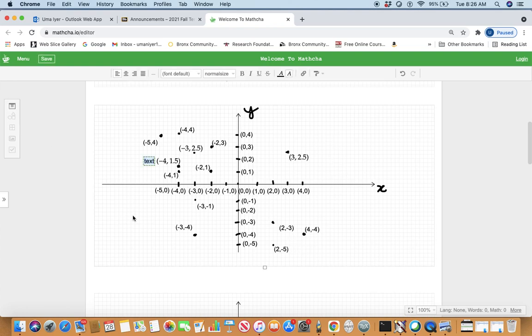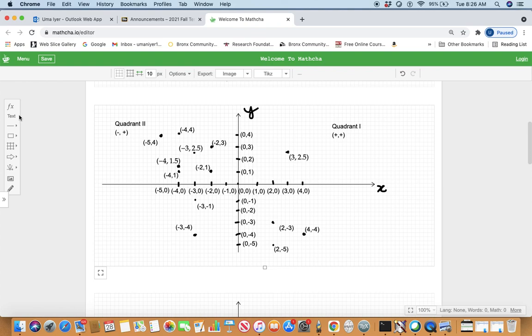So how does it go? Quadrant 1 is here. How does it look? Both x and y coordinates are positive. Quadrant 2 is here. What happens here? X is negative and y is positive.